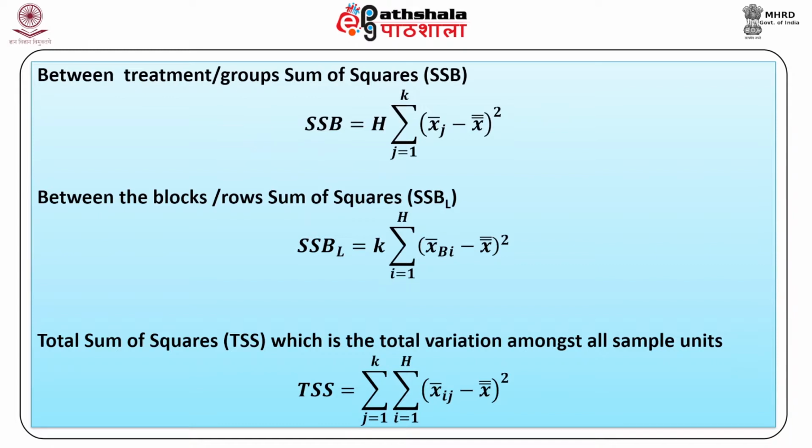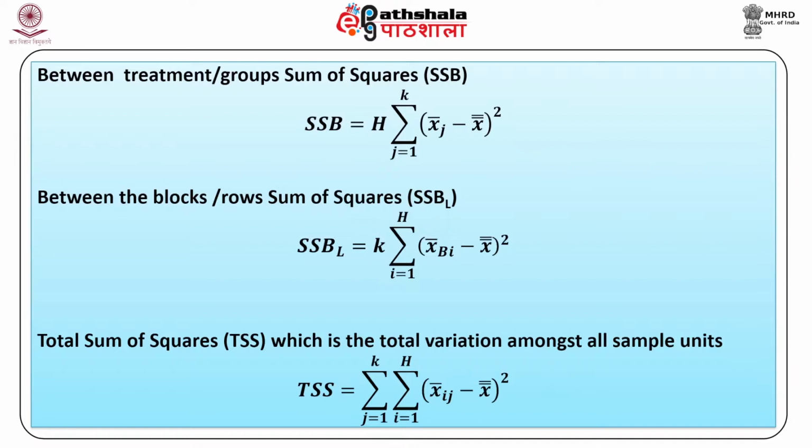In two-way ANOVA, there are 3 sources of variation, namely the between treatment or groups sum of squares, denoted as SSB, and this SSB is equal to H times the summation of xj bar minus x double bar, whole squared, where j varies from 1 to k. Our second source of variation is the between blocks or rows sum of squares, written as SSBL. So SSBL is equal to k times the summation of xbi bar minus x double bar, whole squared, and the summation is over I, which ranges from 1 to H.